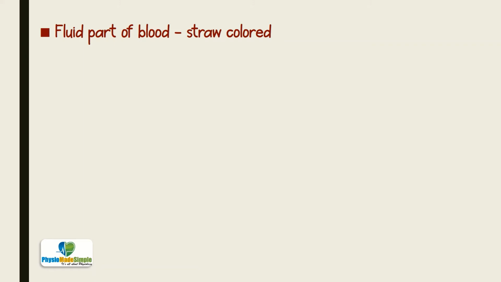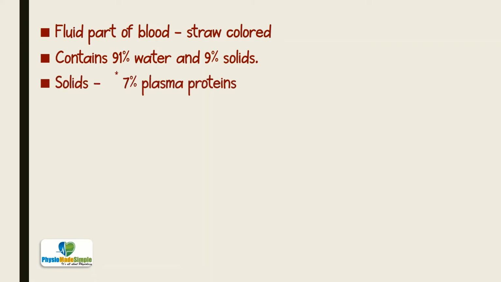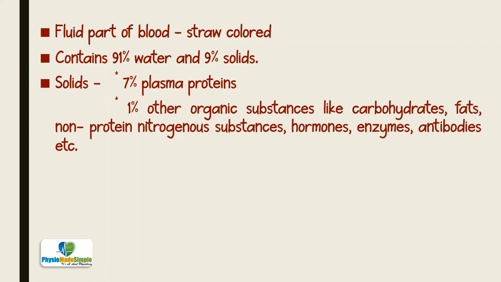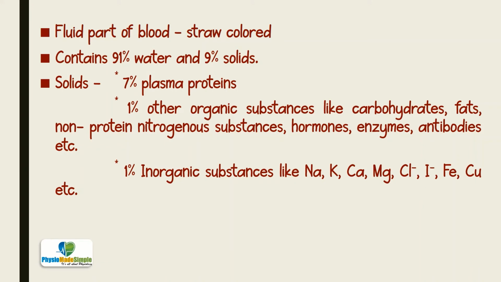Speaking about the composition of plasma, it contains 91% water and the remaining 9% solids. Now, what are the solids seen in plasma? 7% is the plasma proteins, about which we'll be discussing in the later part of this video. 1% other organic substances like carbohydrates, fats, non-protein nitrogenous substances, hormones, enzymes, antibodies, etc. And another 1% of inorganic substances like sodium ions, potassium ions, calcium ions, magnesium ions, chloride, iodide, iron, copper, etc. So these are the main components seen in the fluid part, that is the plasma.